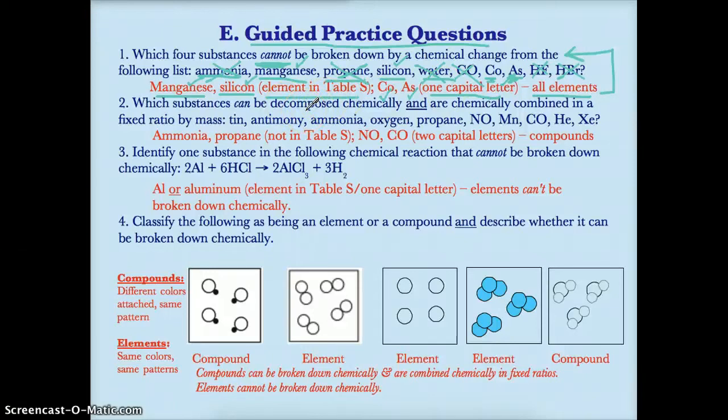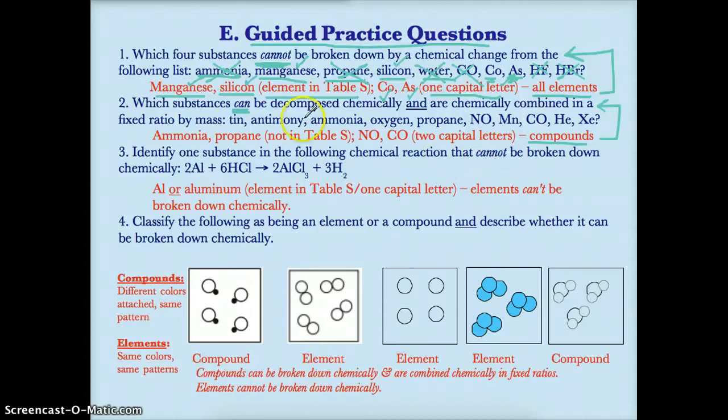All right. Number two says, which substances can be decomposed chemically and are chemically combined in fixed ratios by mass? So if they can be decomposed chemically and are chemically combined in fixed ratios by mass, we know that by definition that must be a compound. That's a definition we should know and memorize very well. So we know that the substances we're picking from the list have to be compounds.